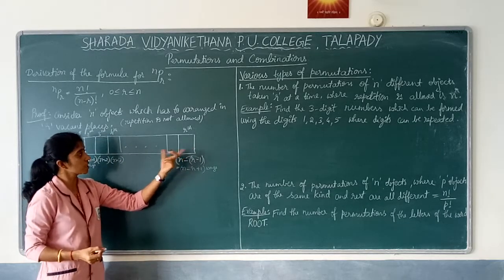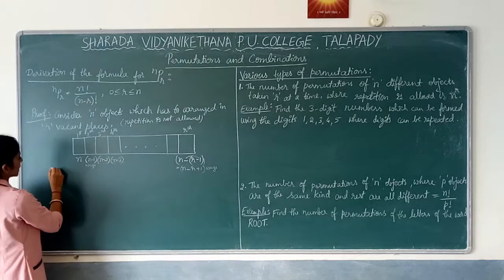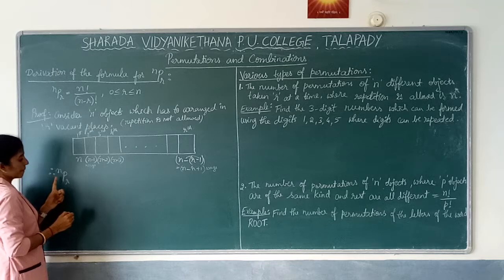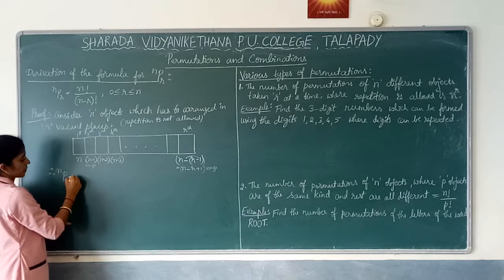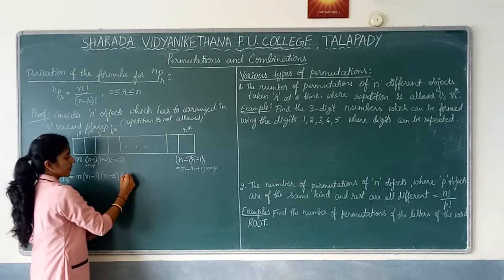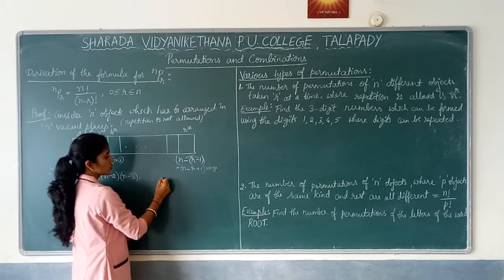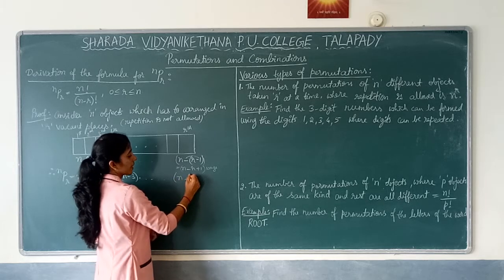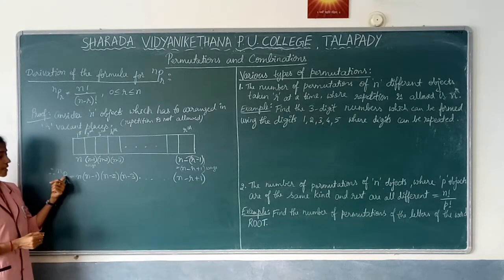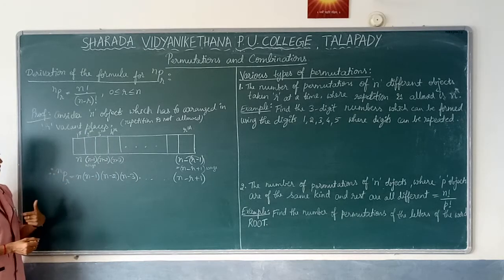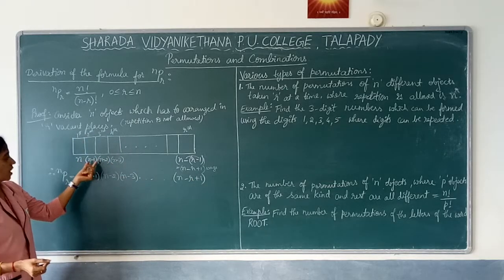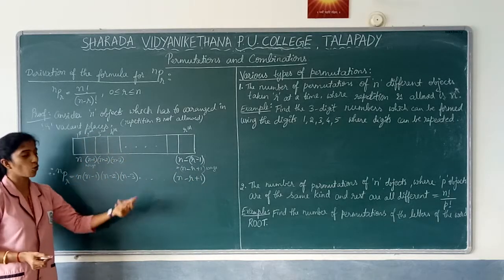So that is about the formula. Therefore, the number of permutations of n objects taken r at a time can be given as n into n minus 1 into n minus 2 into n minus 3, and so on, into the last one, n minus r plus 1 ways. This is by FPC, by the fundamental principle of counting: these different vacant places can be arranged in so many ways.